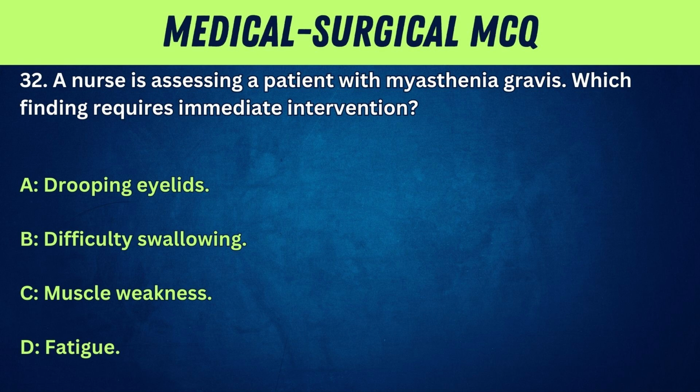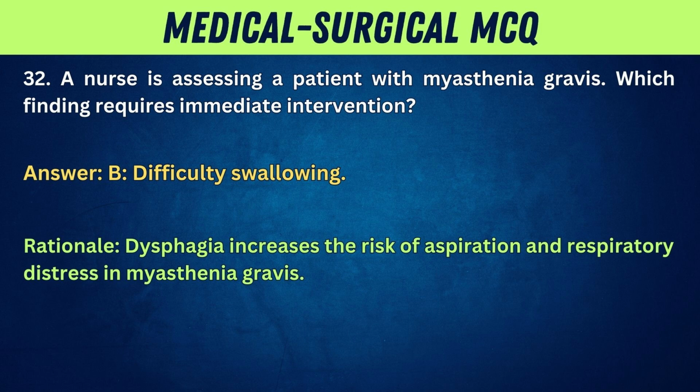32. A nurse is assessing a patient with myasthenia gravis. Which finding requires immediate intervention? A. Drooping eyelids. B. Difficulty swallowing. C. Muscle weakness. D. Fatigue. Answer: B. Difficulty swallowing. Rationale: Dysphagia increases the risk of aspiration and respiratory distress in myasthenia gravis.